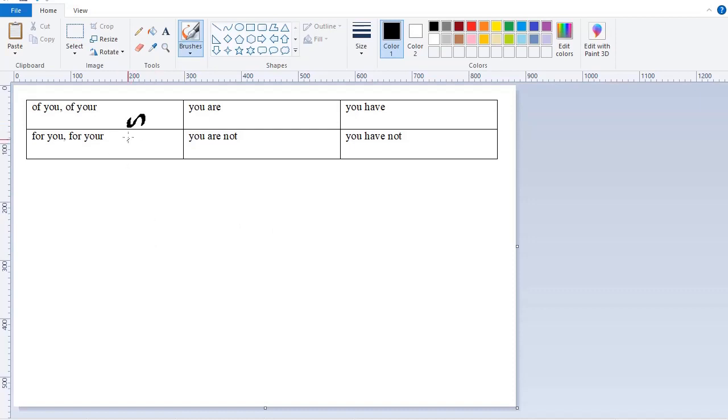So we have for, and then we have you. So that is how you stroke for you or for your. Next, you are. So we have you, and then we have are. Okay, let's redo it. We have you. Our are is too long.